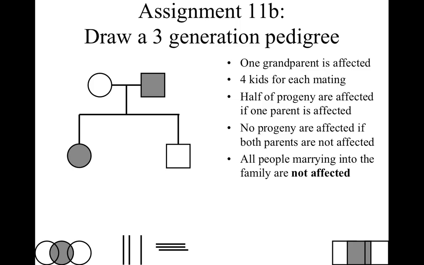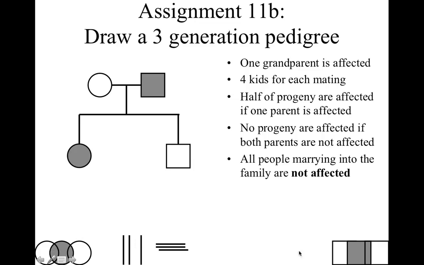Assignment 11B is to draw a 3-generation pedigree. Here I just showed 2 generations. So at the top of the pedigree, one grandparent is affected and the other is not. And then for each mating, there are 4 kids. Here I'm just showing 2. And half of the progeny are affected if one parent is affected. No progeny are affected if both parents are not affected. And all the people marrying into the family are not affected. I want you to draw the pedigree in a PowerPoint slide.